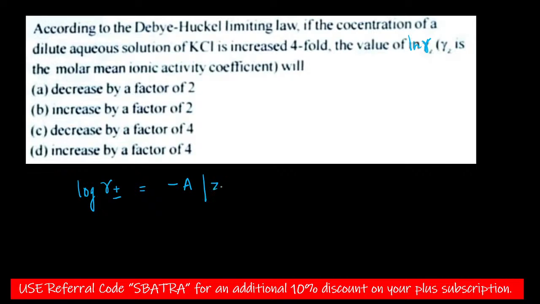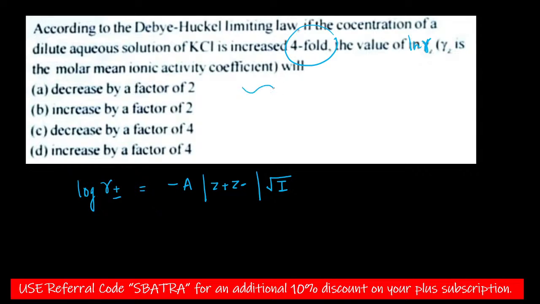minus A Z plus Z minus, this is how we are going to write this case, and then root of I. That is, log gamma plus-minus equals minus A Z plus Z negative root I. Now what we are actually doing is increasing the concentration of KCl by 4 times.